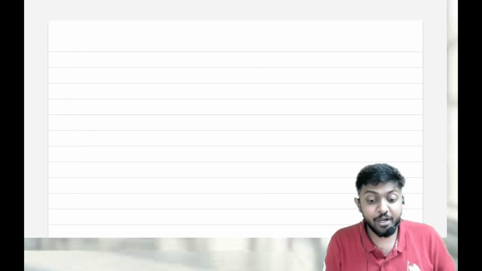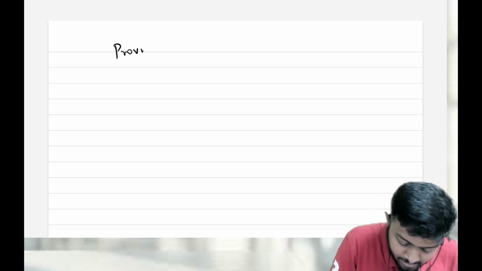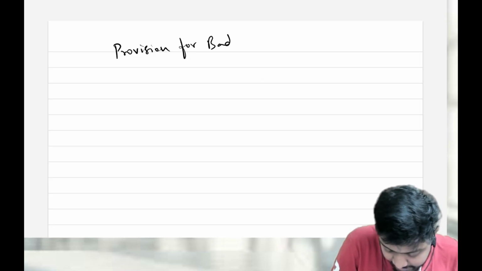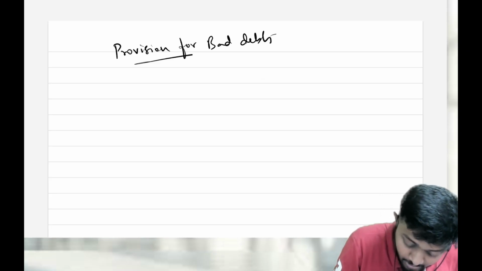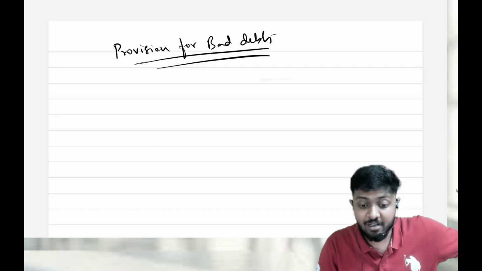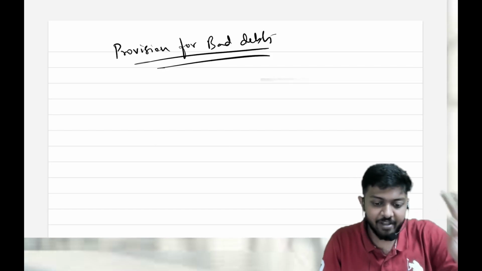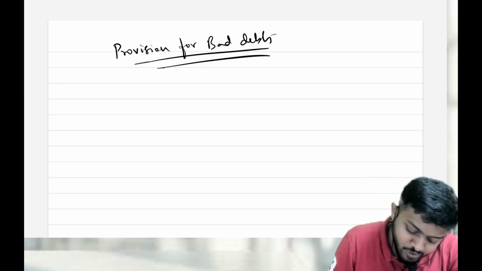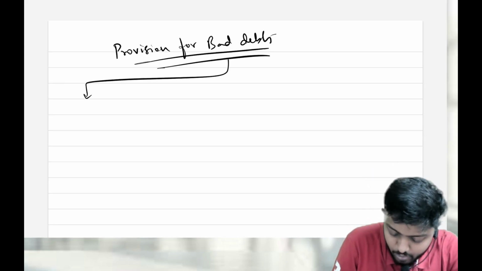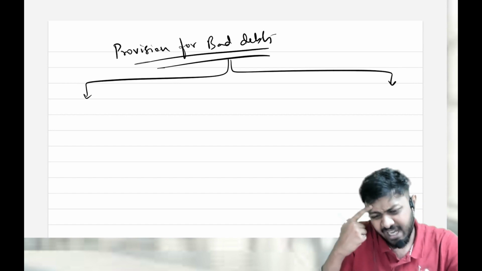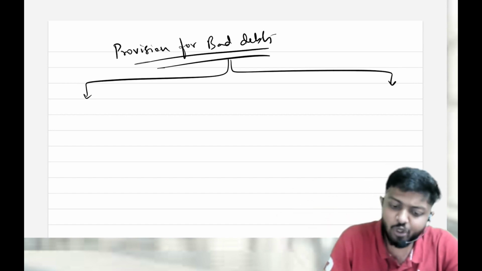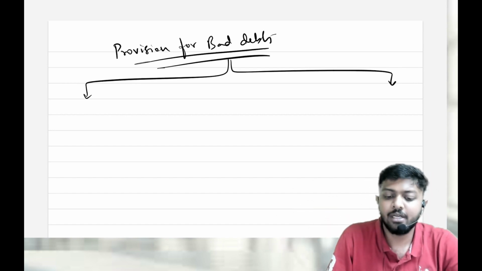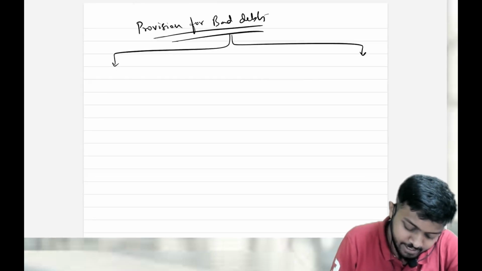One more very important thing that they'll test is provision for bad debts. This one they'll test at the next level. So that's why I thought I will cover this. This one question will definitely be there in most of the question papers now. Generally I have 2 methods to solve this. Whichever method is simple to you, you can follow that method.